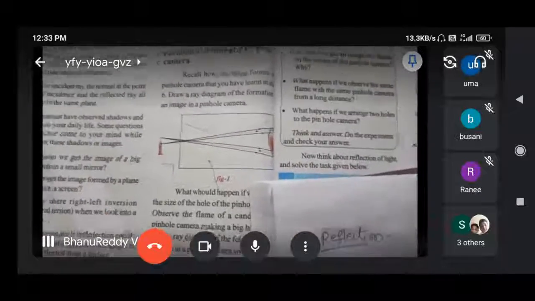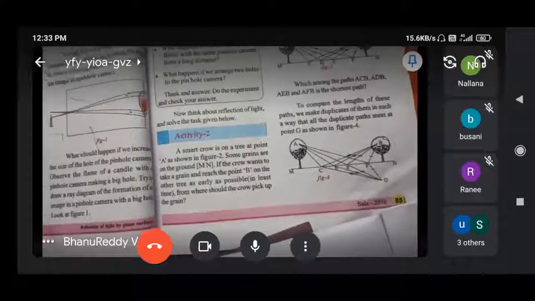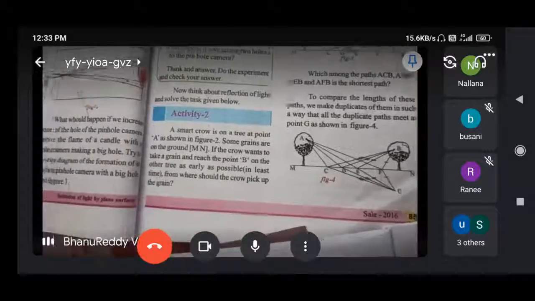Just understand the concept. And reflection of light concept here, light always selects the shortest distance path.